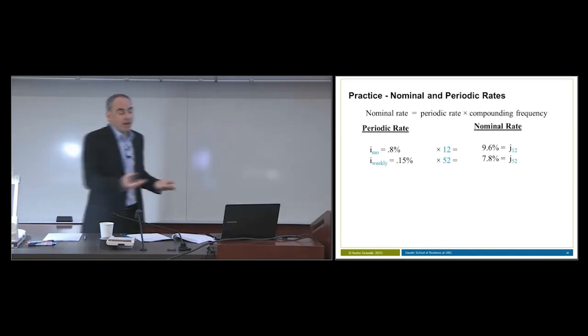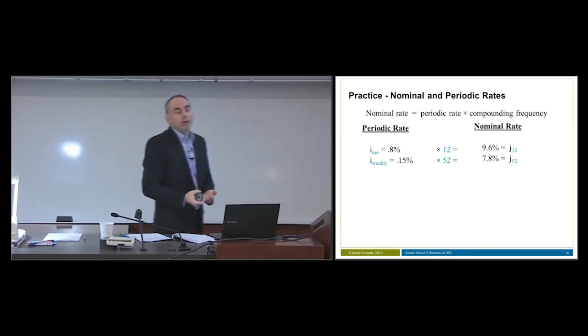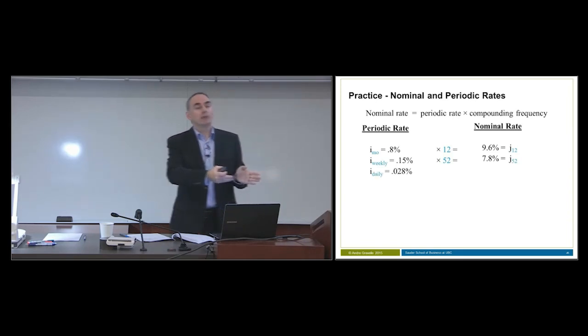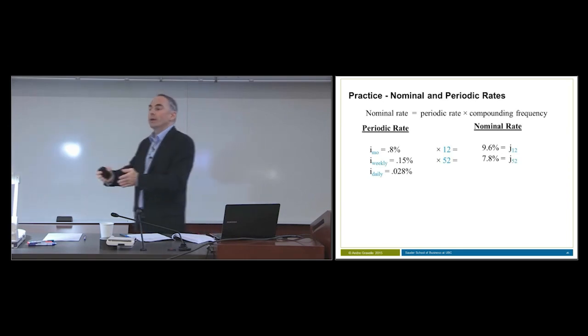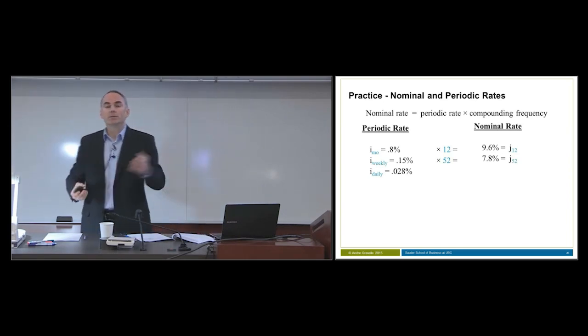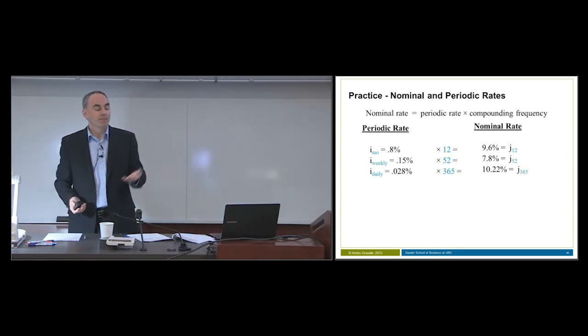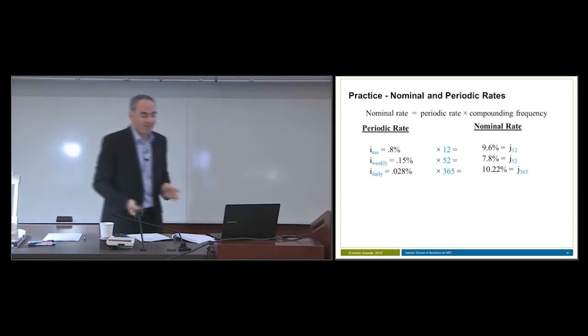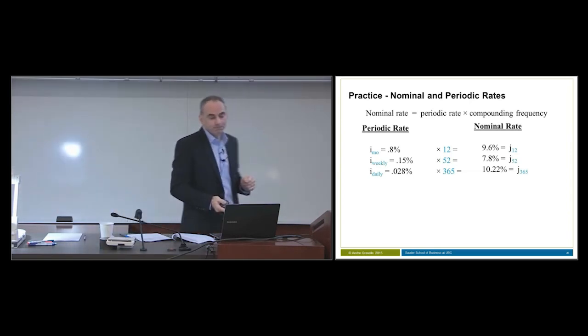Look at another one. Daily interest rate would be a really small interest rate. So it's a rate for one day. And there's 365 days in the year. So if we wanted to move from a periodic daily rate to a nominal rate with daily compounding, we'd simply multiply by 365. That would give us a J365. And so on.